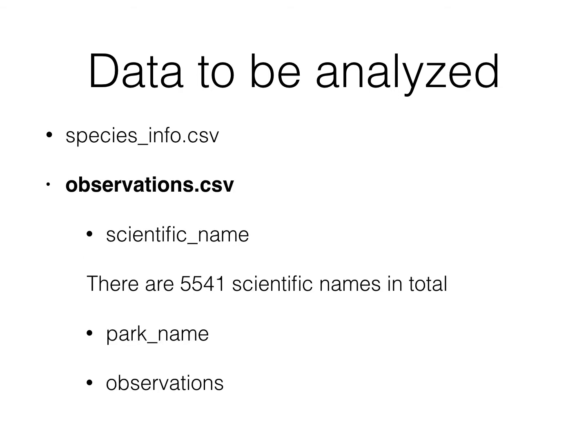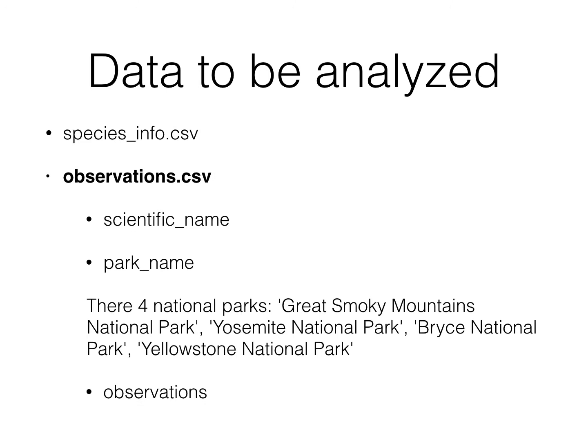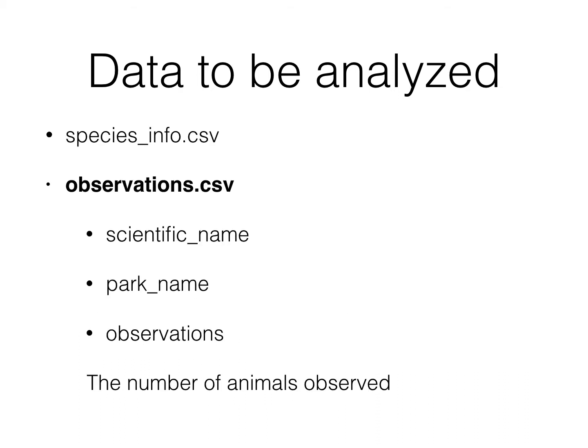And let's talk about observations.csv. We have 3 columns: scientific name, park name, and observations. There are 5,541 scientific names in total. For the park name, there are 4 national parks: Great Smoky Mountains National Park, Yosemite National Park, Bryce National Park, Yellowstone National Park. For the observations, it just presents the number of animals being observed.